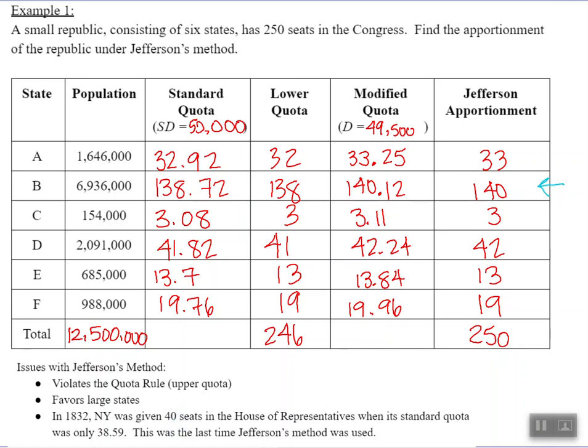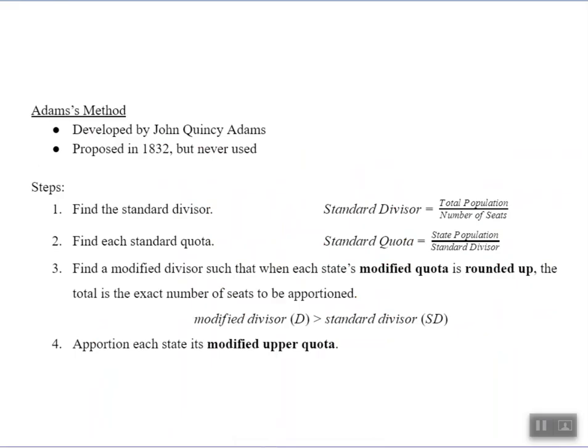Let's continue with the next method. Our next method is the Adams method. It was developed by John Quincy Adams. After serving as president, he was then a congressman for the state of Massachusetts. After this debacle with New York in the 1832 apportionment, he proposed his method, although it was never used for apportionment in the U.S. House of Representatives.